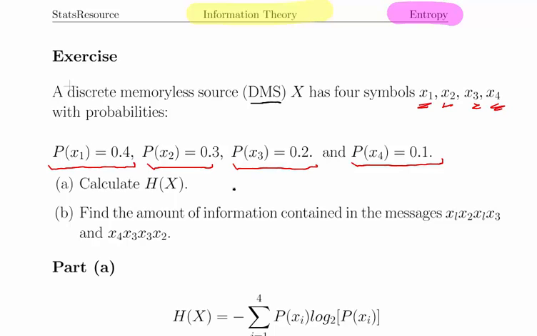So calculate the entropy, H of X. That's calculate the entropy of X basically. And find the amounts of information contained in the following messages: x1, x2, x1, x3, and x4, x3, x3, x2. That is sort of intentionally an awkward looking thing. If you think that's a little bit annoying to look at, that's the point.